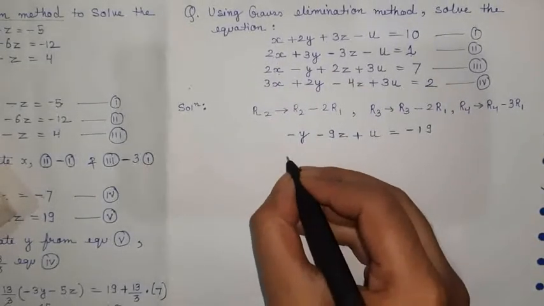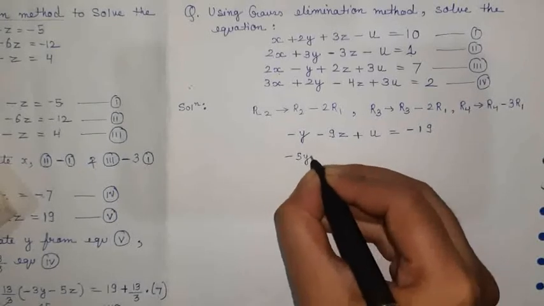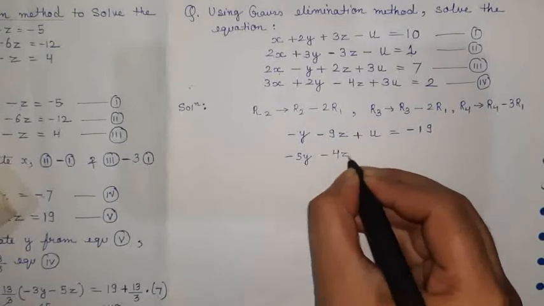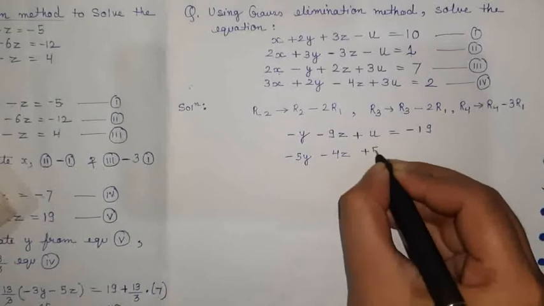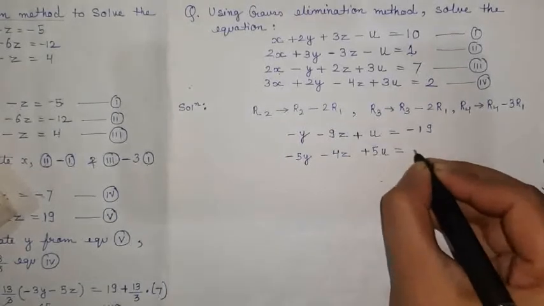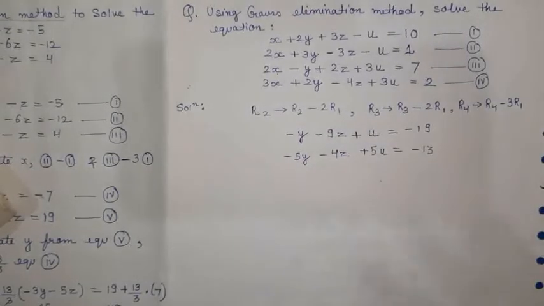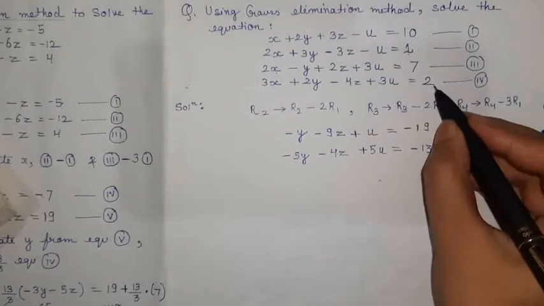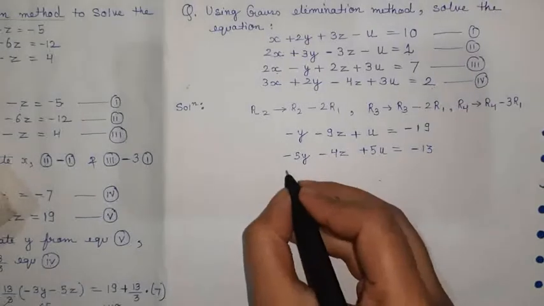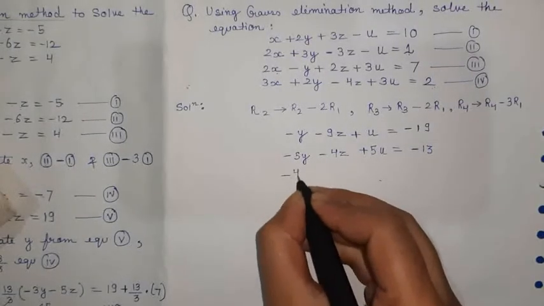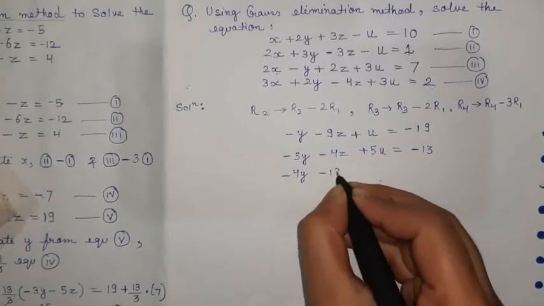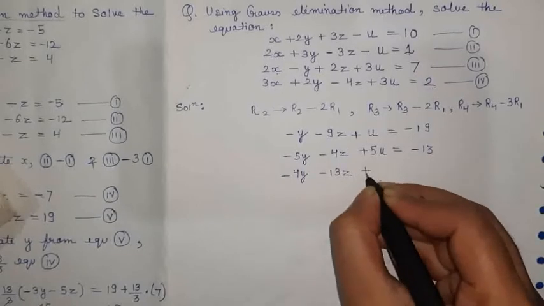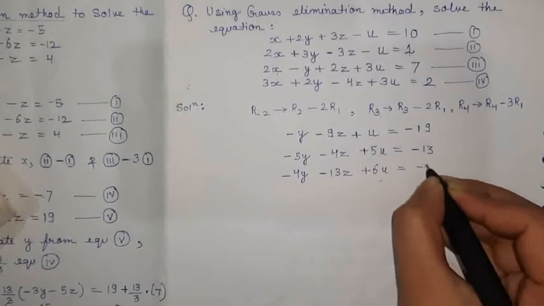Now afterwards, if we calculate this equation, this is R3 and this is R1, then again we will come up with minus 5y minus 4z plus 5u equal to minus 13. And if we apply the same to equation 4 and 1, then it will become minus 4y minus 13z plus 6u equal to minus 28.